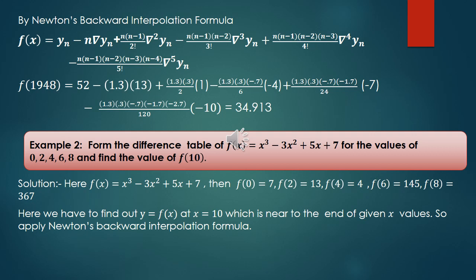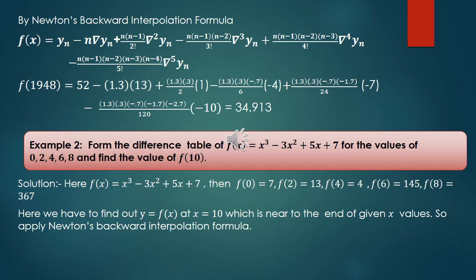We got the values. That is f of 0, put x equal to 0 in the given function, we got 7. F of 2, substitute x equal to 2 in the given function, we got 13. F of 4, put x equal to 4, we got 43. F of 6 is equal to 145. F of 8, we got it as 367.